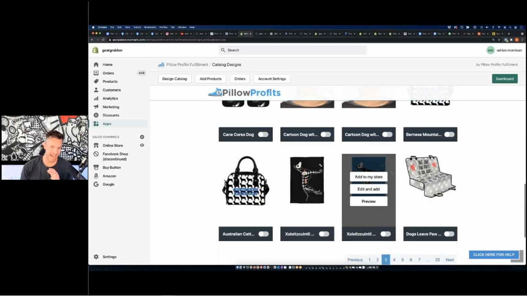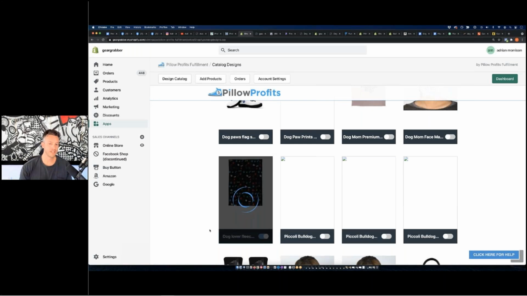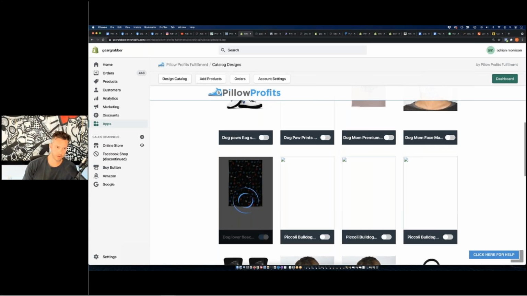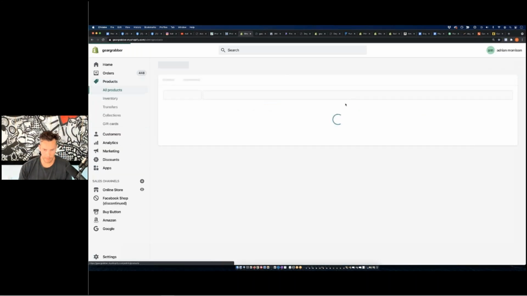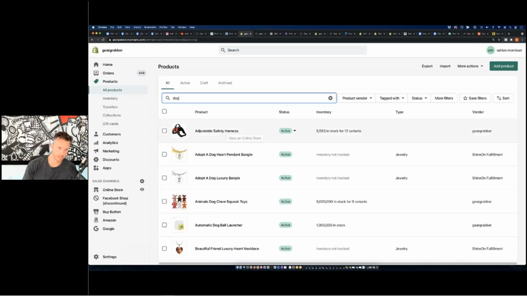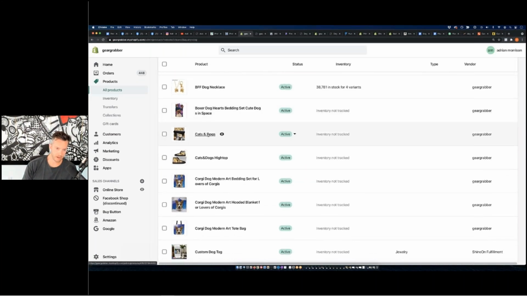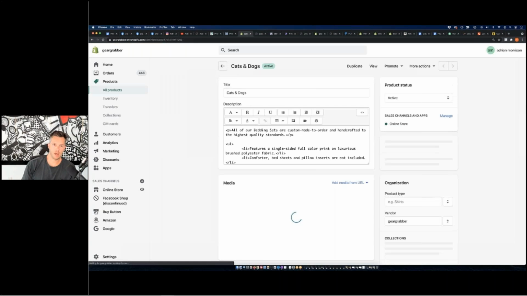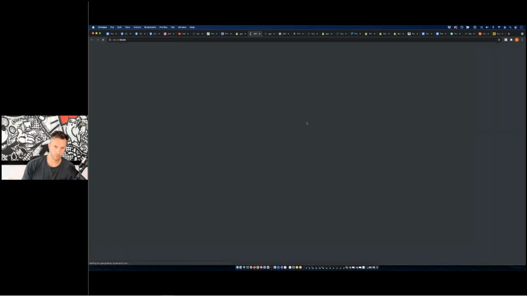Right now, of course, once we activate this product, like this dog lover's fleece blanket here, once that's active and on our store, we need to go add it to our product funnel. So in other words, we would come over to our products pages, and we would find the product. So let's just type in dog. So we'd find some of these products that we've added, all of our dog products here. So here is, just for the sake of time, a cats and dogs bed cover from Pillow Profits. So we would pull this up.